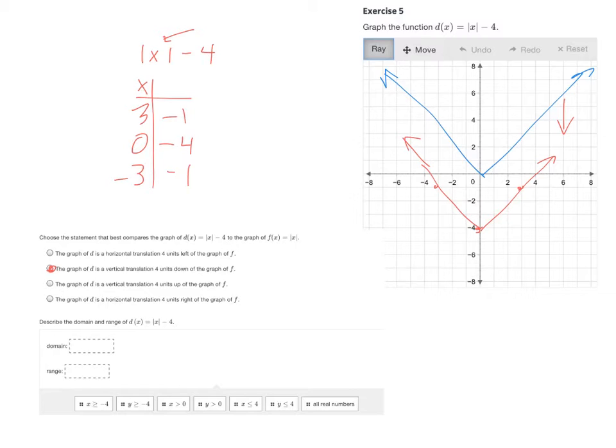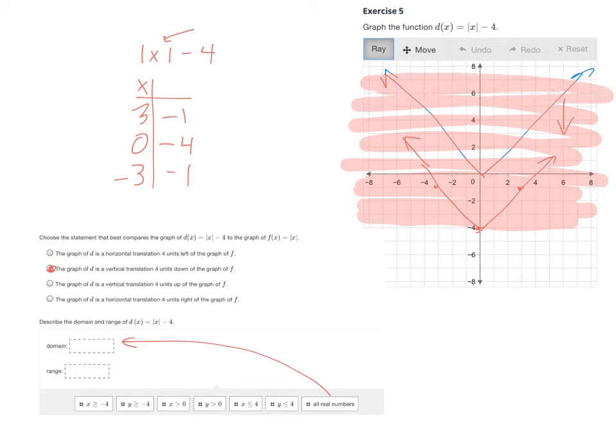Describe the domain and range. So remember, the domain is how much of the x-axis is being used. Well, it keeps getting wider and wider. So the domain is all real numbers. Okay? The range, what part of this graph is being used? Well, it's from this point, and everything above it is going to be used, right, on the y-axis. So the way that you write that is y is going to be greater than or equal to negative 4. Y is greater than or equal to negative 4 would be the range.